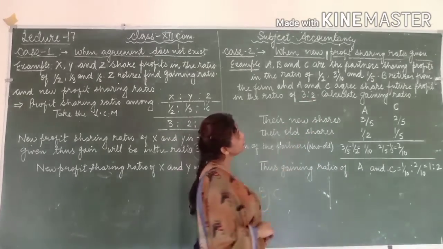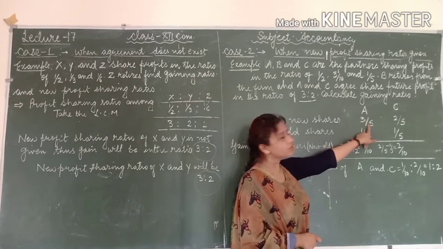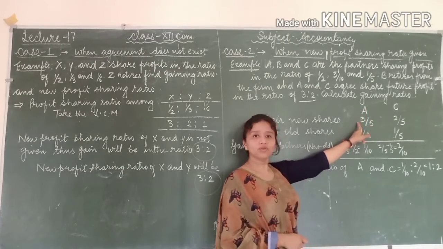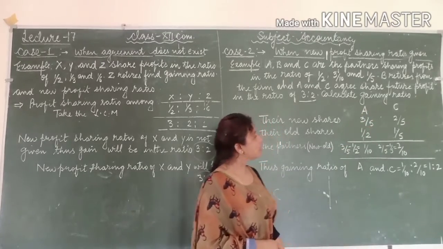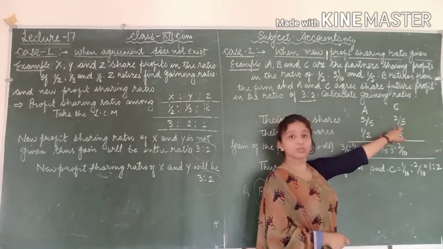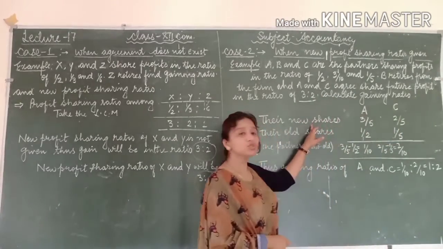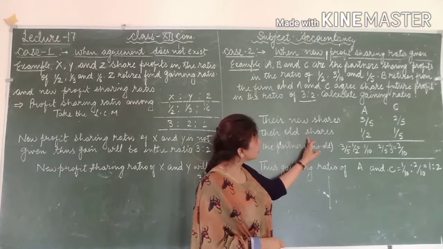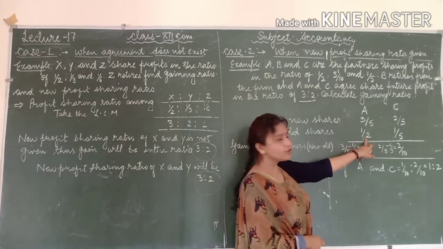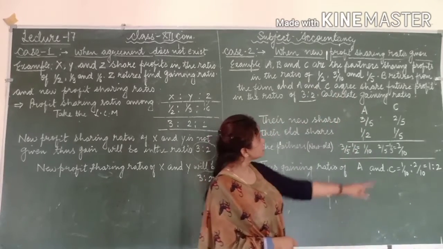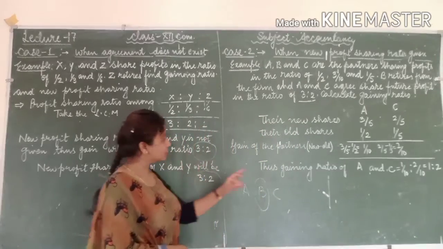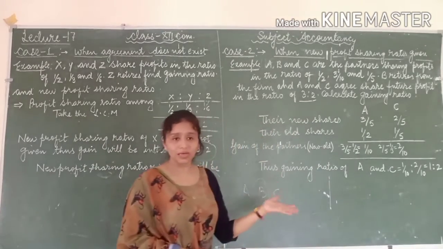3:2 means for A it is 3/5, when you add, the total is 5. So for A the share will be 3/5 and for C it will be 2/5. So this is the new share. What will be the old share? That is given there, 1/2 for A and 1/5 for C. Now it is the new minus the old.